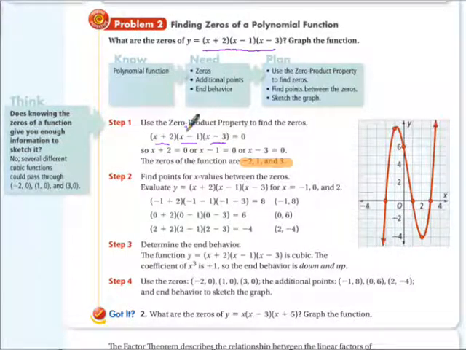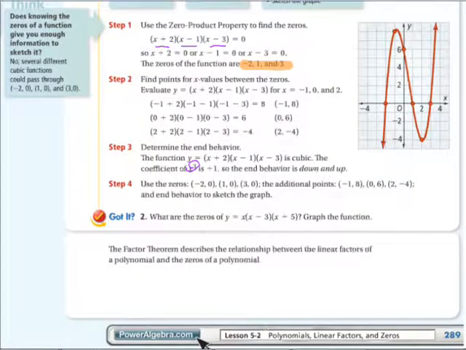Then find the points for x values between the zeros. If we have x plus 2, x minus 1, x minus 3, we're going to find what y is when x is -1 or 0 or 2. So just some numbers in between those roots, okay? We evaluate and we get some points. We determine the end behavior based on what we did in 5-1. This is x cubed, so the coefficient of x is positive, and it's an odd function, so we know it's down, up. We use the zeros, the additional points, and the end behavior to sketch it. Now, is this going to be exactly perfect? No, but our sketch is going to be pretty good, okay?